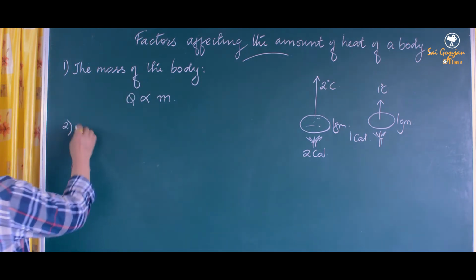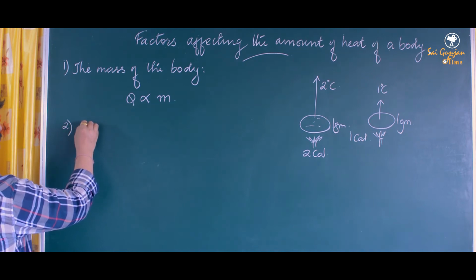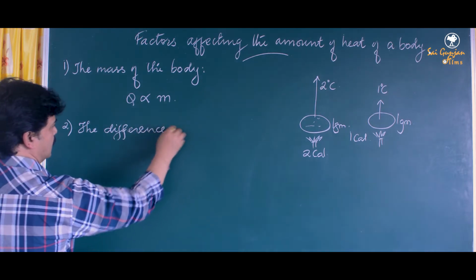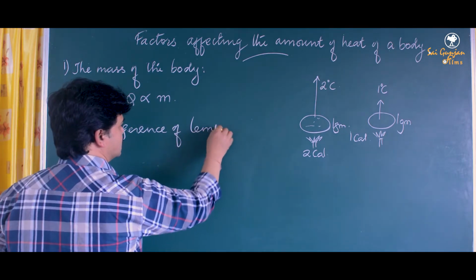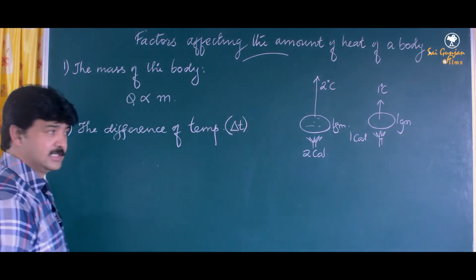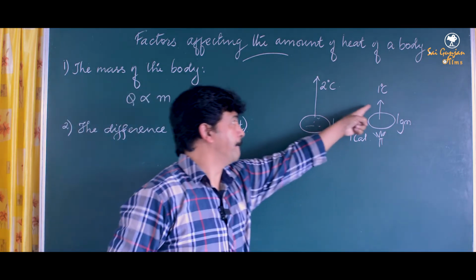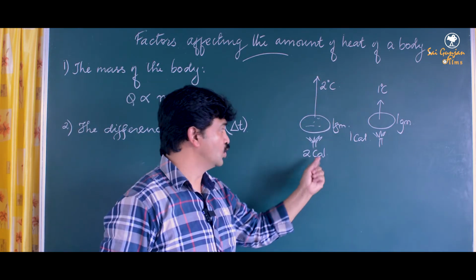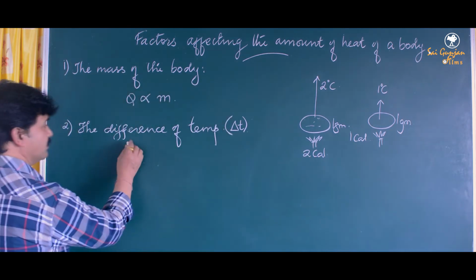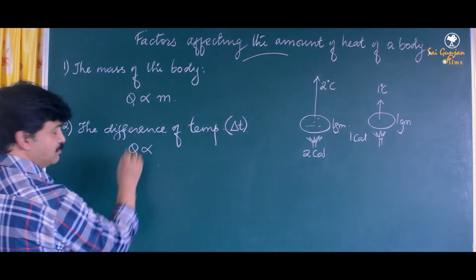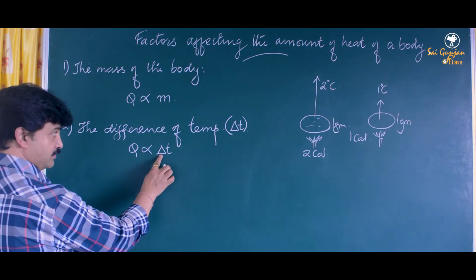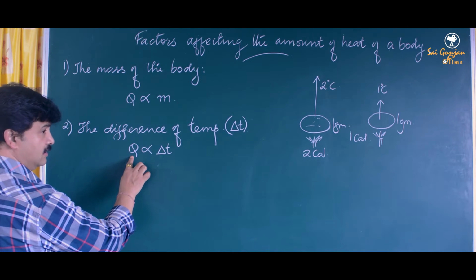So it depends on the difference of temperature, and that is denoted by delta T. You just saw that the more the rise in temperature, the more heat required. So they are directly proportional. That's why we write Q is directly proportional to delta T. The more the rise in temperature or the difference in temperature, the more heat contained in the body.